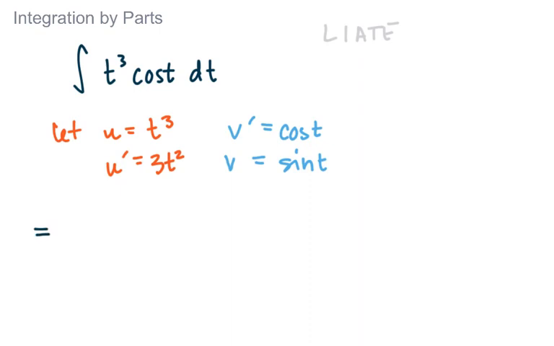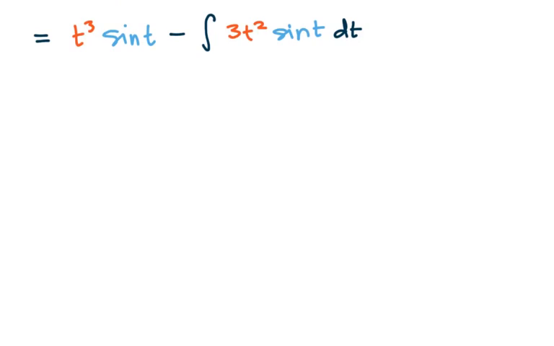So my next step for integration by parts, I'm going to write U times V, which is t cubed times the sine of t, minus the integral of v u prime, or 3t squared times the sine of t dt. So looking at this, we have to repeat that integration again. So I'll do my integration by parts again here.